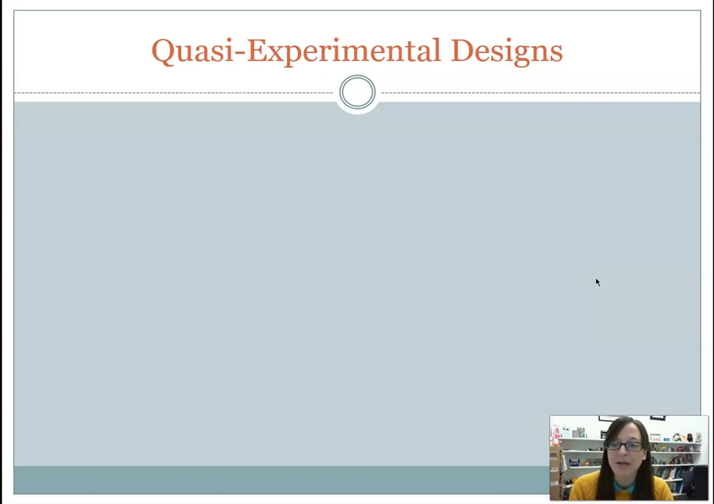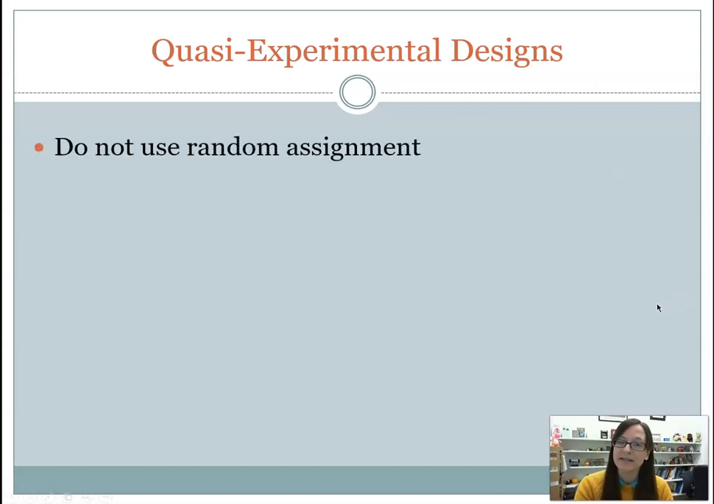All right, so I talked about true experimental designs. So now these are what are called quasi-experimental designs. And quasi-experimental designs, the biggest thing is that they don't use that random assignment. So they don't meet the requirements to be considered true experiments. And because random assignment is the most difficult of the requirements to meet, that's the one that they're not meeting.